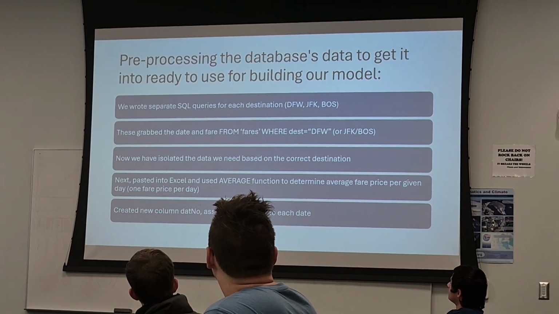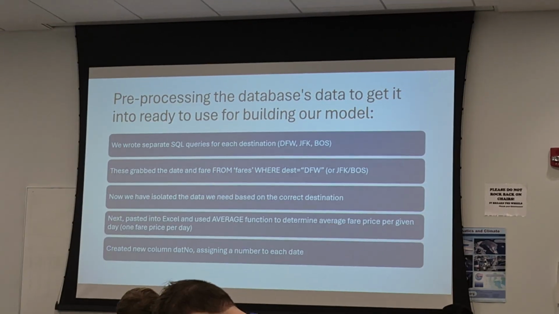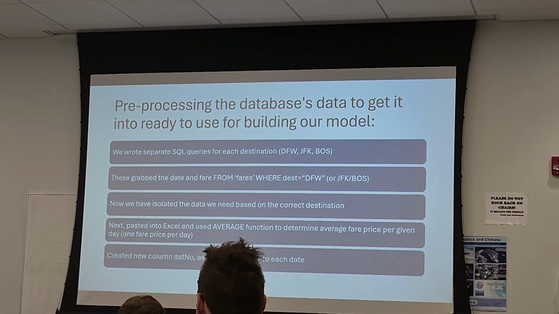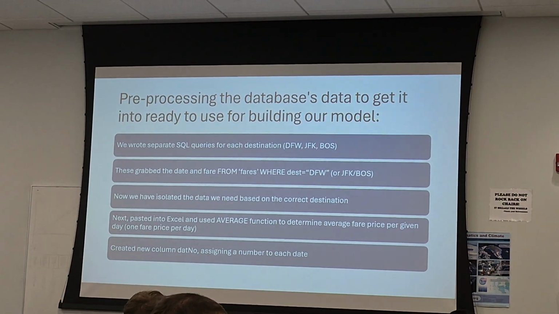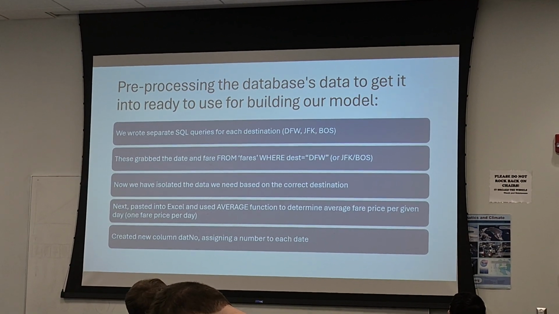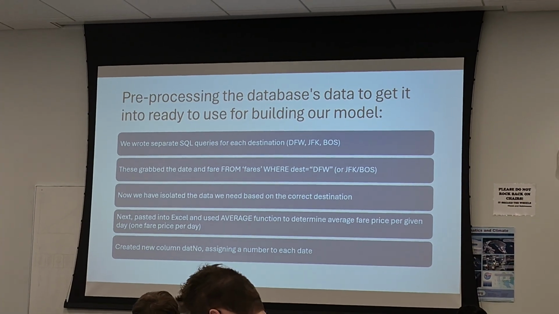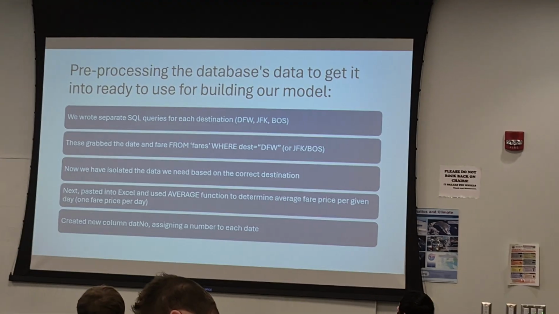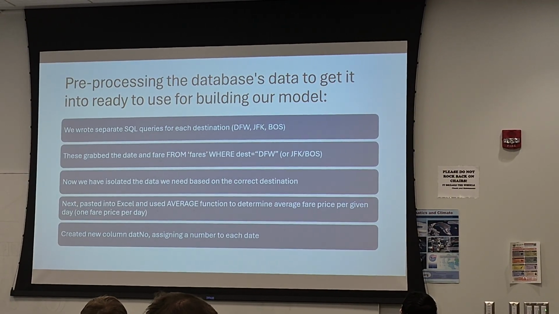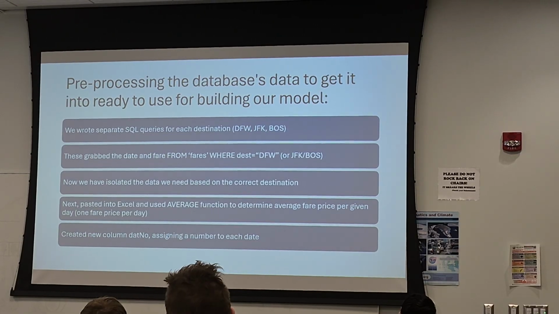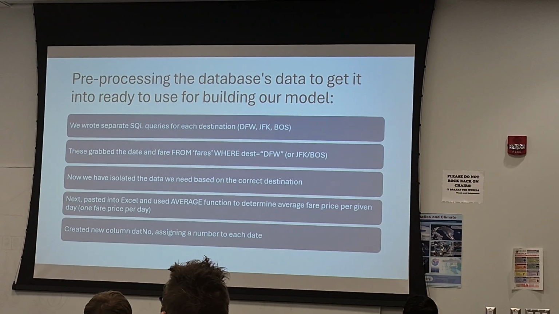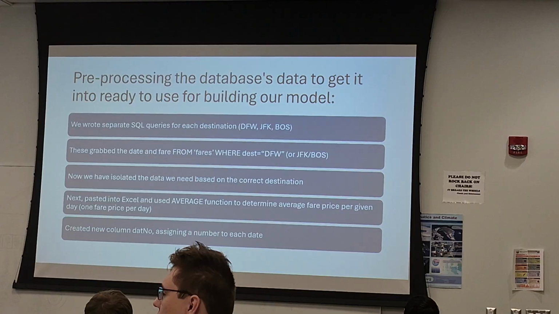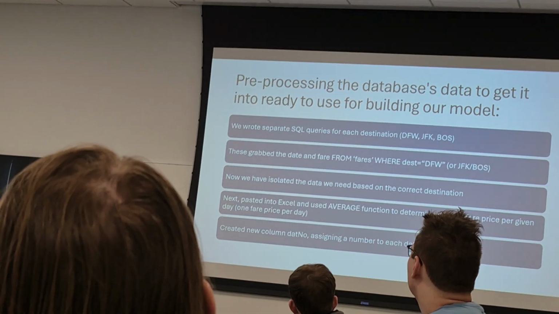For the pre-processing of the original database, we're writing separate SQL queries for each destination. These queries grab the data from the fare table where destination equals DFW, or switch it out for whatever destination. Now we've got the data that we need isolated, and I tried pasting this into Excel and using the average function to generate the average fare per given day, instead of having multiple fare prices on the same day. And then I also created a new column called date number, which is basically like the infno from homework 5.